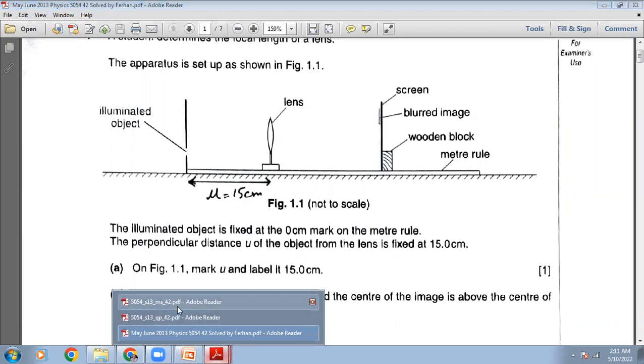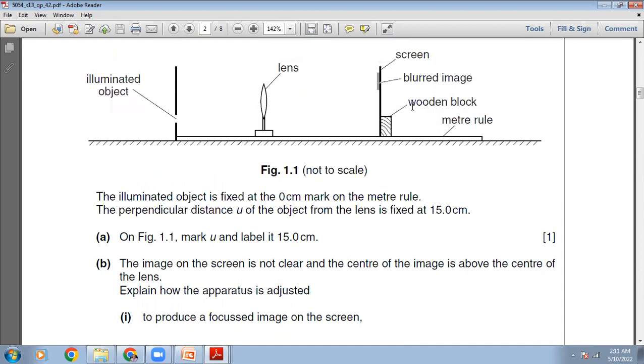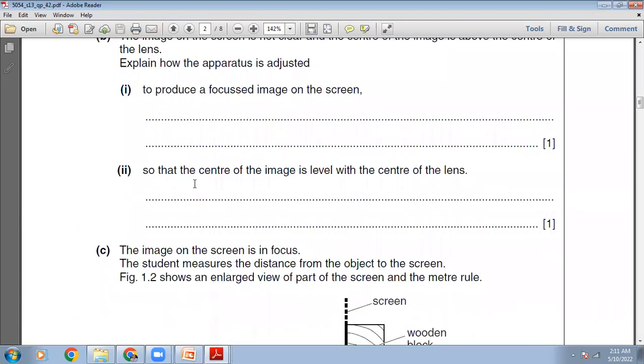The next thing they are asking is: the image on the screen is not clear and the center of the image is above the center of the lens. Explain how the apparatus is adjusted to produce a focused image on the screen. We can move the screen forward and backward along this rule. Where the image becomes clear, you can stop. Another thing you need to do is raise this illuminated object upward so that it becomes level with the middle of the lens. This is what you have to do in these two parts so that the center of the image is level with the center of the lens.